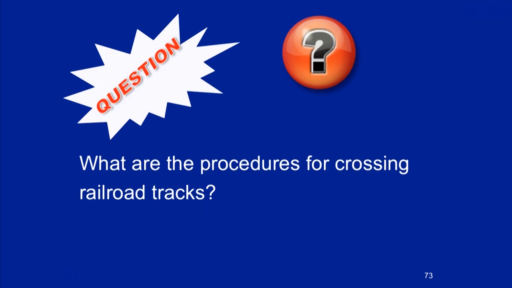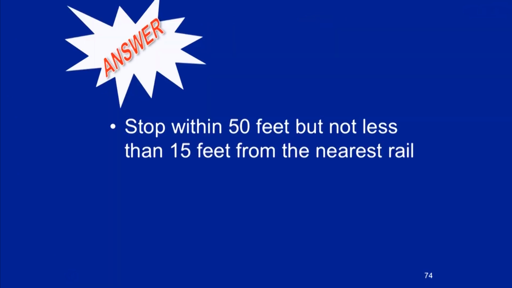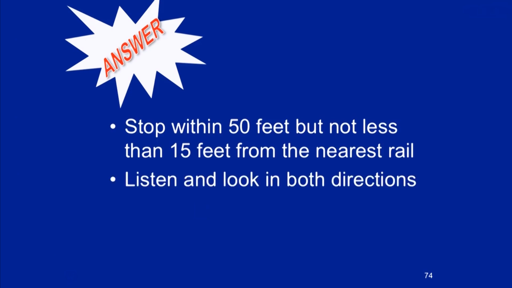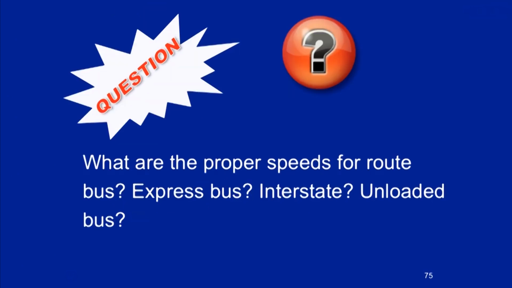Okay, what are the procedures for crossing railroad tracks? You must stop 15 to 50 feet from the nearest rail. Listen and look in both directions. Proceed when it is safe to do so.